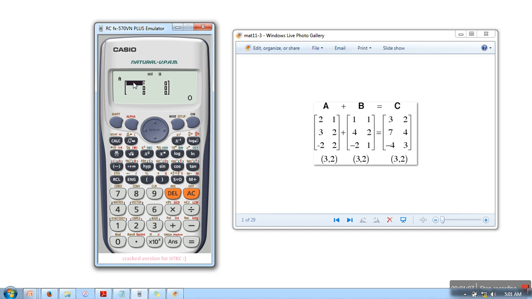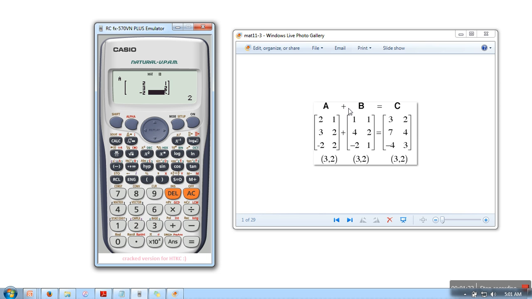So here we will enter our matrix. Our matrix is 2, equal sign, then 1, equal sign, 3, 2, minus 2, and 2. So our matrix A is done.